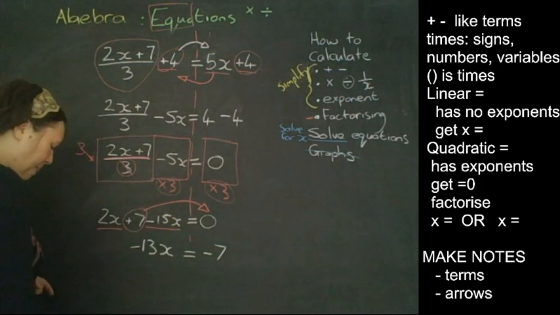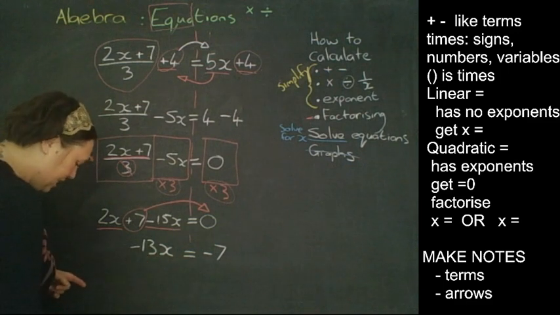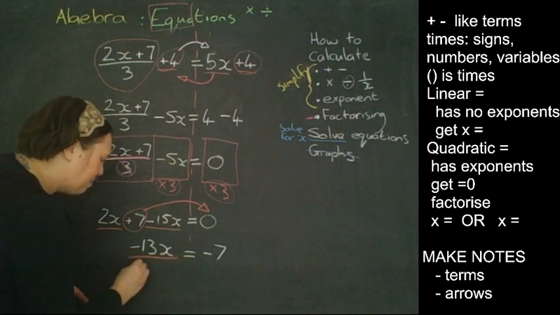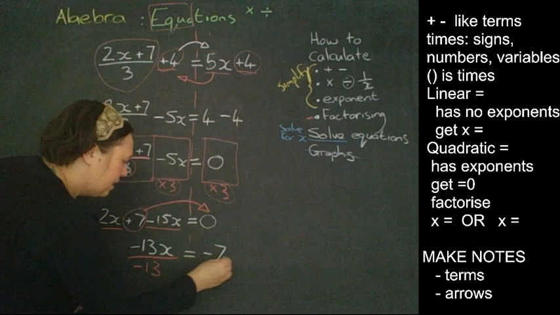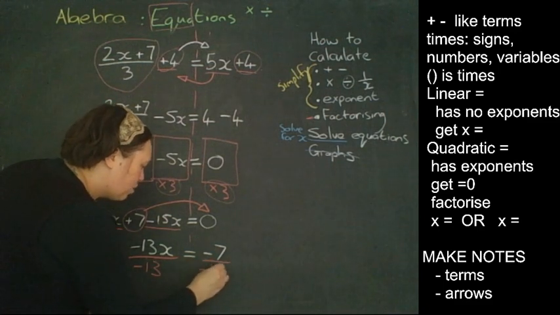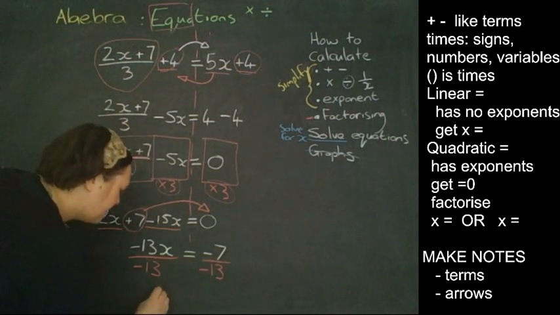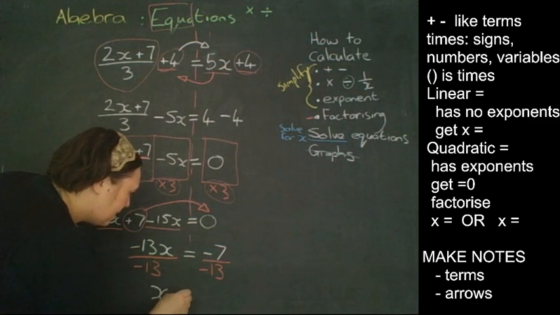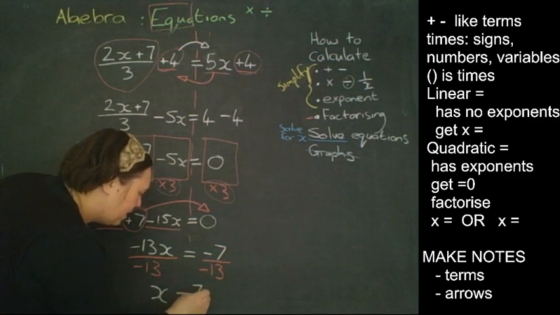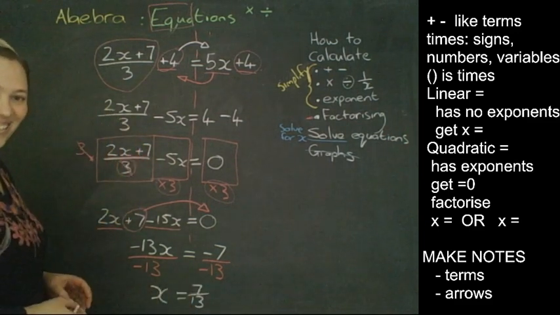And then we want to get rid of this 13. So divide by minus 13, divide by minus 13. And our answer is x equals 7 divided by 13. And that is our answer.